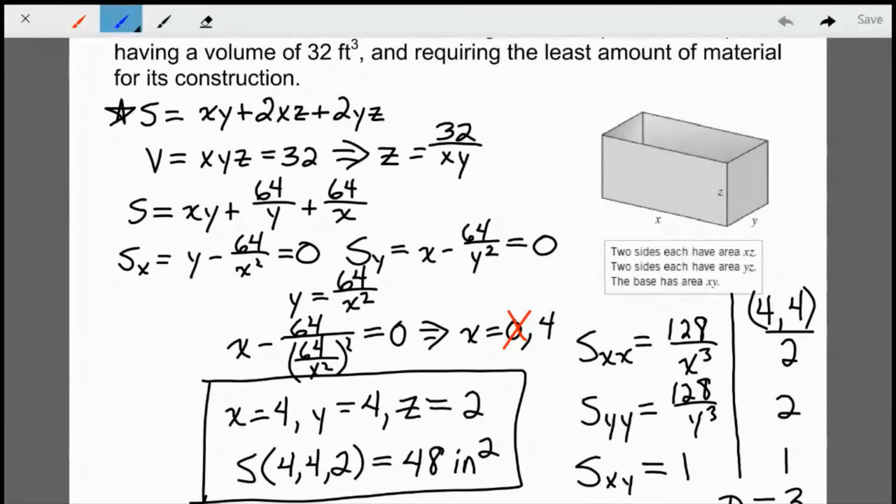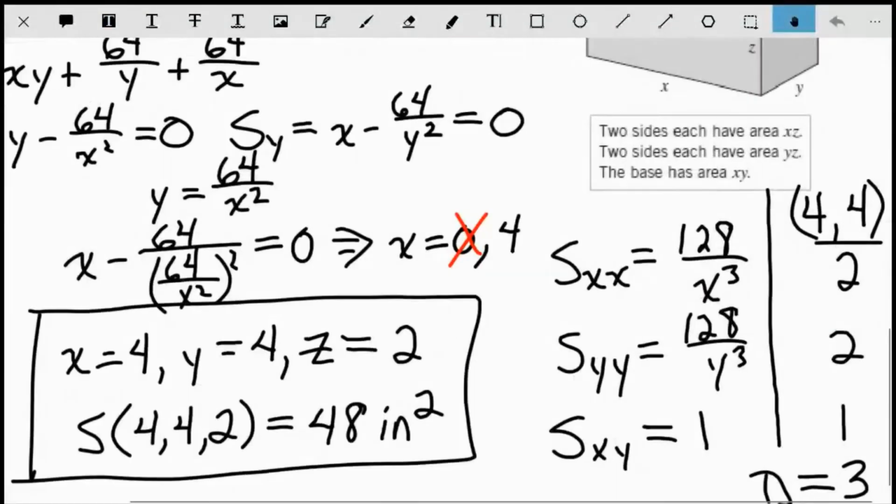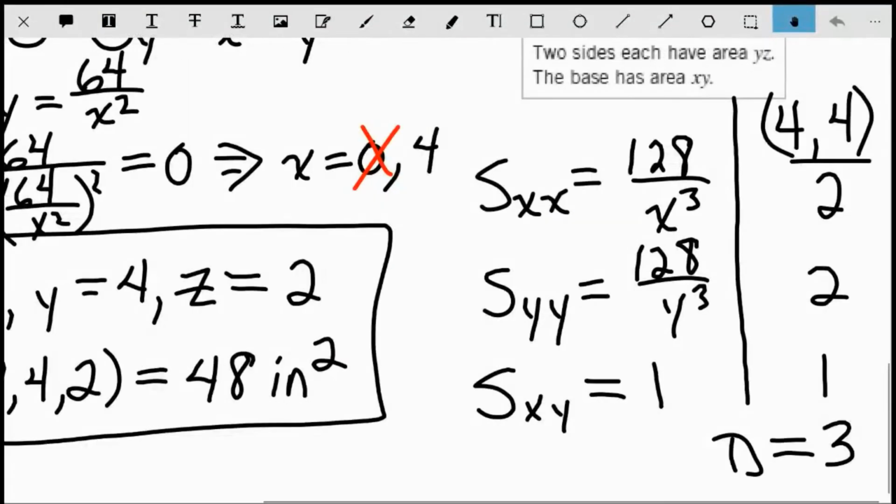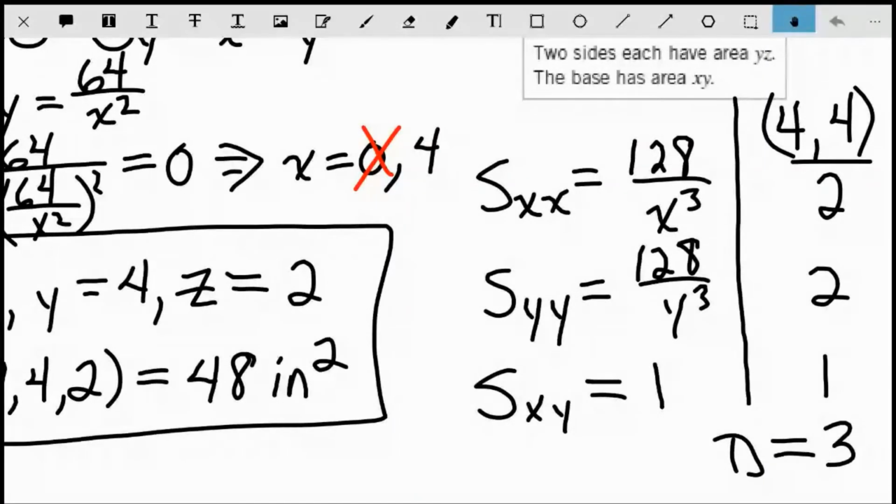So what I did over here on the right is I went through and did my second partials, and then I just got the values here to check my determinant. You can see I did my second x partial, 128 over x cubed, second y partial, 128 over y cubed, mixed partial of 1. And then I just evaluated the determinant at that point. I got 3, which means I have consistency.